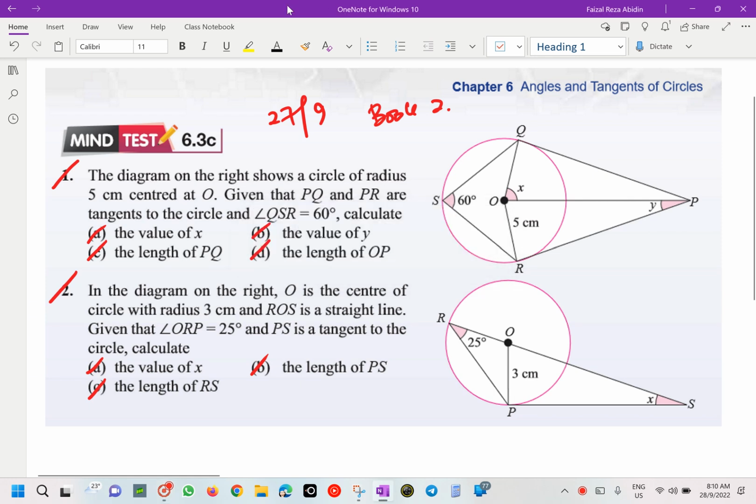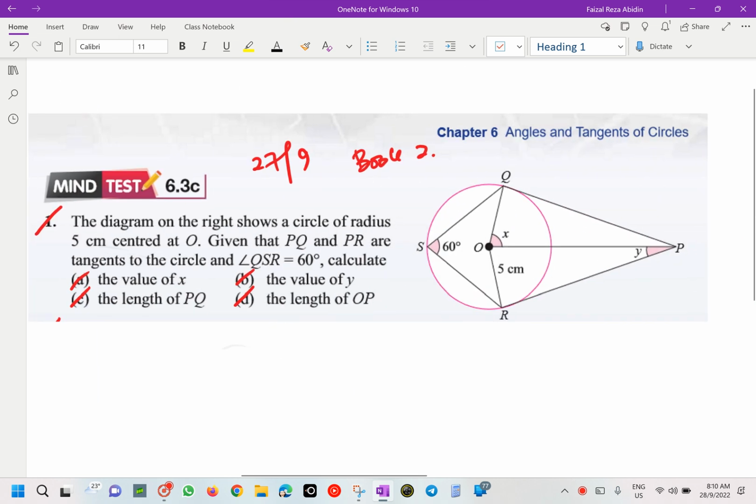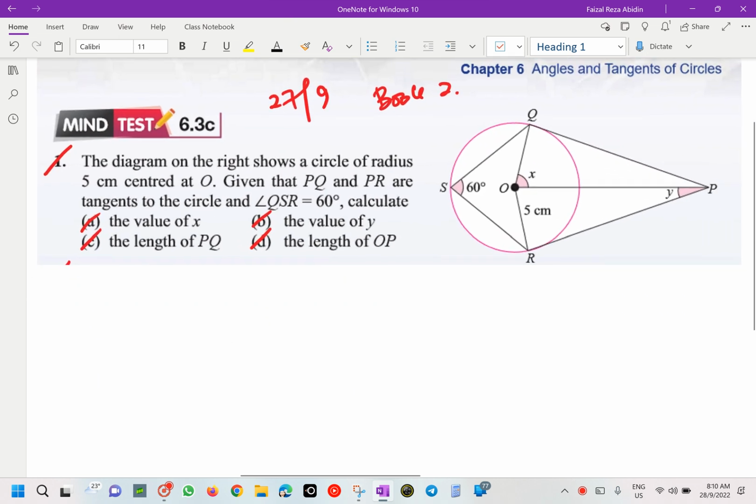6.3c. Okay, we are going to look at our number 1 first. So, the diagram on the right shows a circle with radius 5 centimeter centered at O. Given that PQ, where's PQ? Okay, over there, and PR are tangents to the circle, and the angle QSR is given 60 degree. Calculate the value of x.